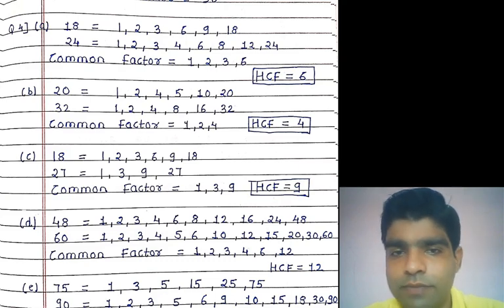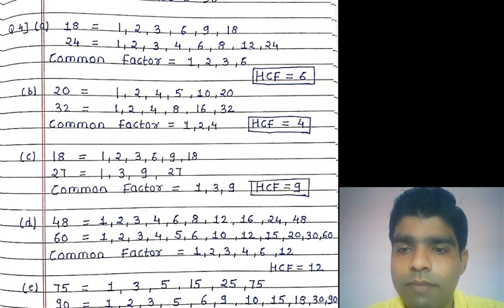This is the first step: we find the factors of each number, and then we find the common factors. The common factors of both numbers are 1, 2 and 4. This is the second step. Then we find the HCF. The full form of HCF is highest common factor. The highest common factor of 20 and 32 is 4. 4 is the correct answer.